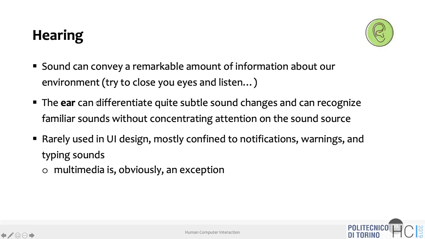If someone that is familiar to you is calling you, you probably turn your head, even if you are studying, and try to respond to this person. However, while it's used in the real world, it's rarely used in user interface design, especially in graphical user interface design, and it's typically confined to notifications, warnings, typing sounds, and the sound that the trash makes when you delete a file or move a file, and so on. Obviously, multimedia is an exception. Sound is predominant in video, audio systems, video games, and so on.